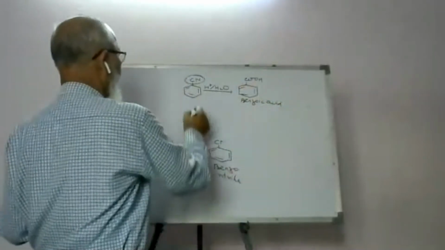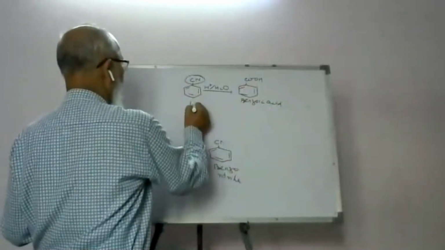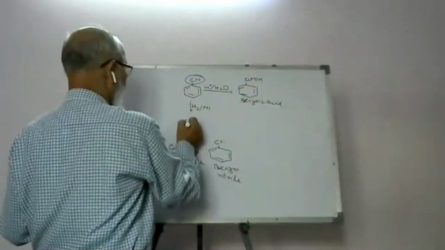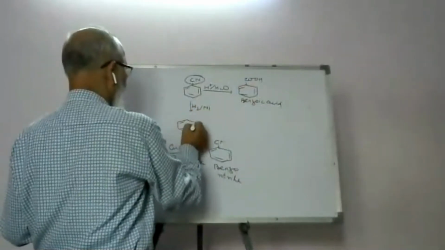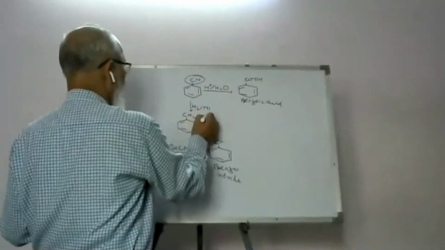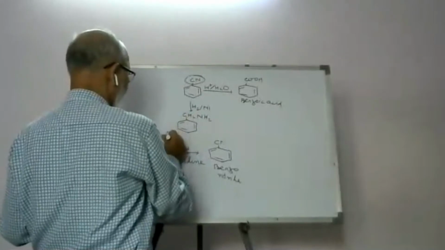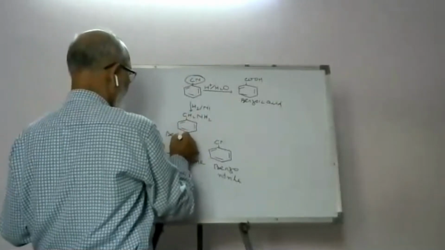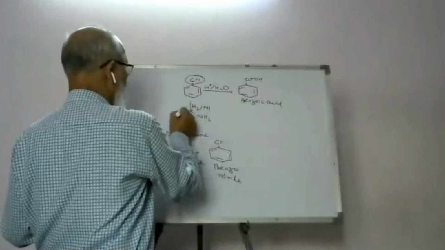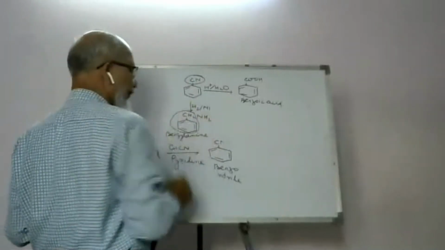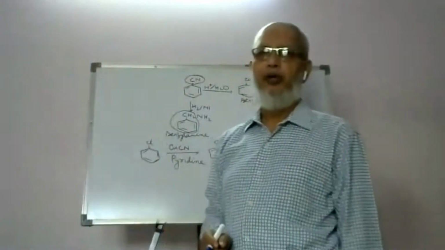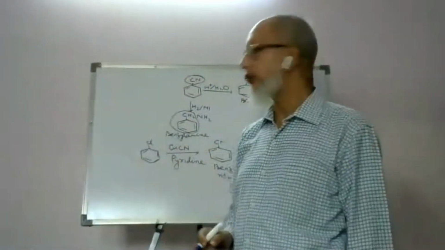And if this CN group is reduced with hydrogen and nickel, you get this compound. CN is converted into CH2NH2. This is your benzylamine. This group is known as benzyl group. That is, C6H5CH2 group is known as benzyl group, while C6H5 group is known as phenyl group.